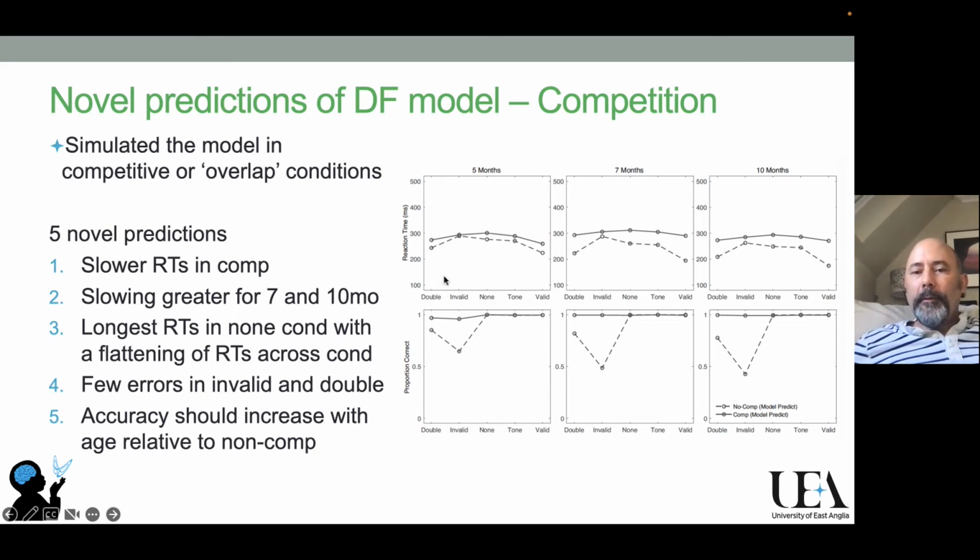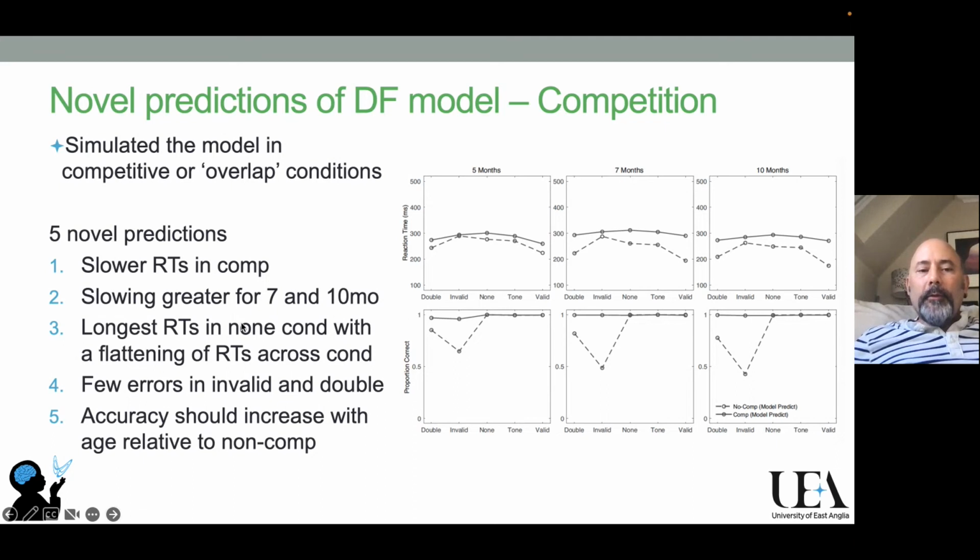competitive or overlap conditions. And what you can see is that, first of all, the competitive or overlap conditions slow RTs down across the board. So the solid lines are all above the dashed lines. We can see that the slowing is greater for the 7 and 10-month-old models, so a bigger difference between competitive, which is the solid line, and non-competitive, which is the dashed line, across conditions.